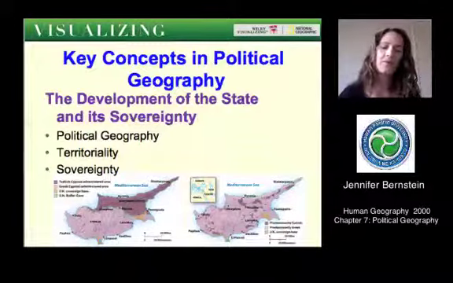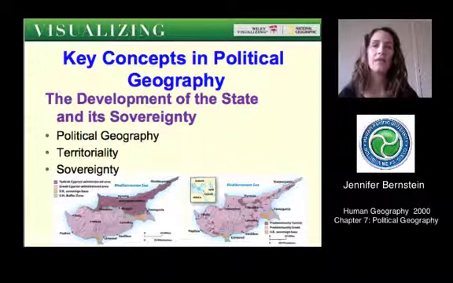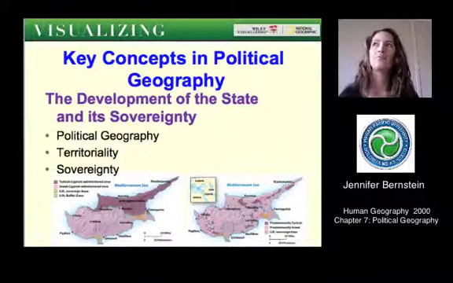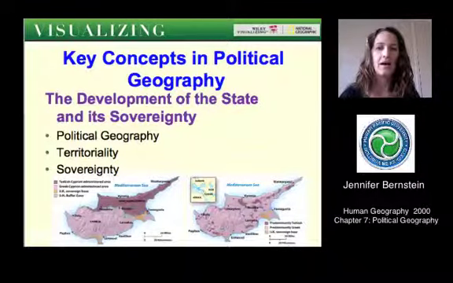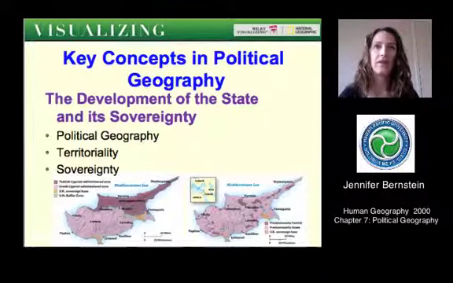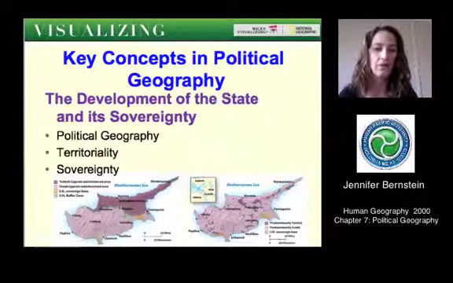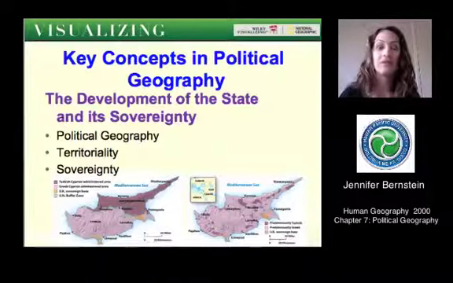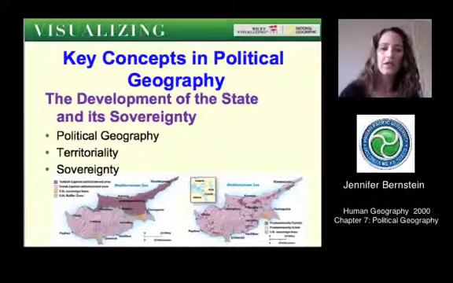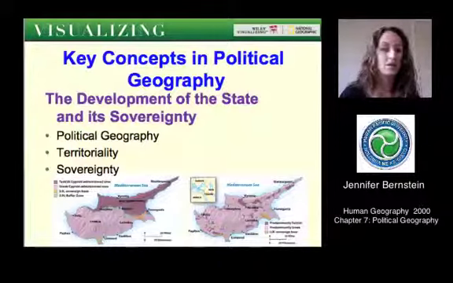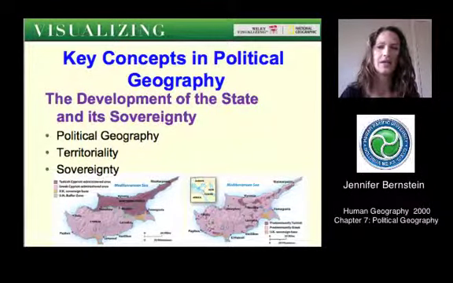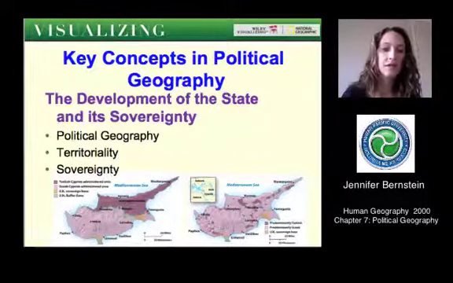So, key concepts in political geography. I think the concept that is the least intuitive is the development of the state and its sovereignty. Basically, the idea of the state, what it is, and how that plays into political geography as a whole. So first of all, what is political geography? Well, in short, it's the spatial aspect of political affairs. So we're looking at politics, but how it relates to space.